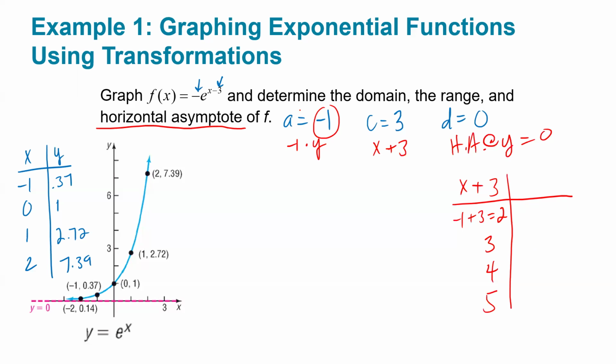Okay, now to each one of my y values, I'm multiplying them times negative 1. So negative 1 times all y values. So I have negative 1 times 37 hundredths equals negative 37 hundredths. So do we see what we're going to do for the rest of these? I get now negative 1, negative 2.72, and negative 7.39.